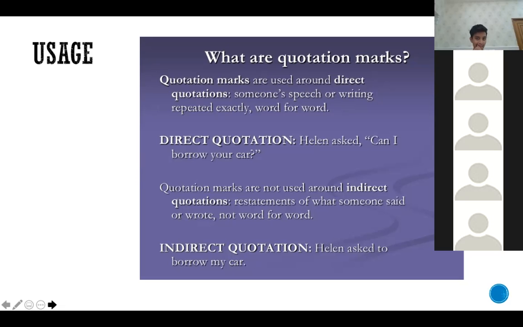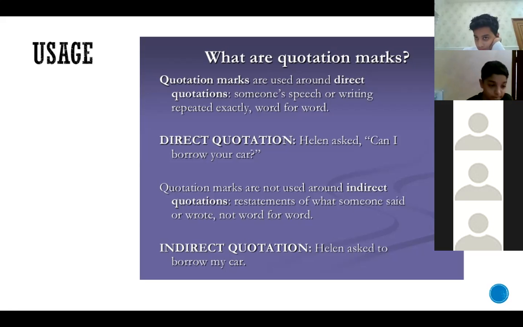Okay. Now look at the screen, everyone. Quotation marks are used around direct quotations, someone's speech or writing repeated exactly word for word. This is what we just did. Look at the example here. Helen asked, "Can I borrow your car?" Can you see where the question mark is? Turki, can you see where? And where are the quotation marks? Inside or outside the quotation mark? Outside. You have to remember this, please, that whenever you're writing a dialogue, your punctuation that finishes your sentence goes inside the quotation mark.